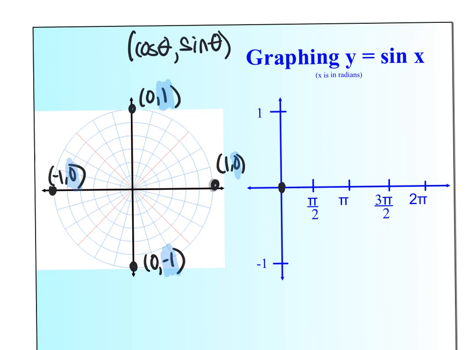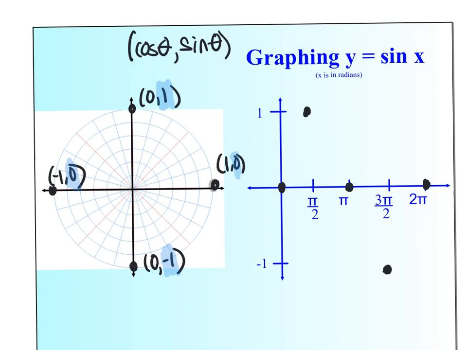At pi over 2, our y value is 1. So our next point is going to be (pi over 2, 1). At pi, our y value is 0. So we're going to graph (pi, 0) back at the x-axis. At the bottom of the circle, we are at negative 1 for our y value. So negative 1 at 3 pi over 2. And once we do a full rotation around, once we hit 2 pi, our y value is 0.